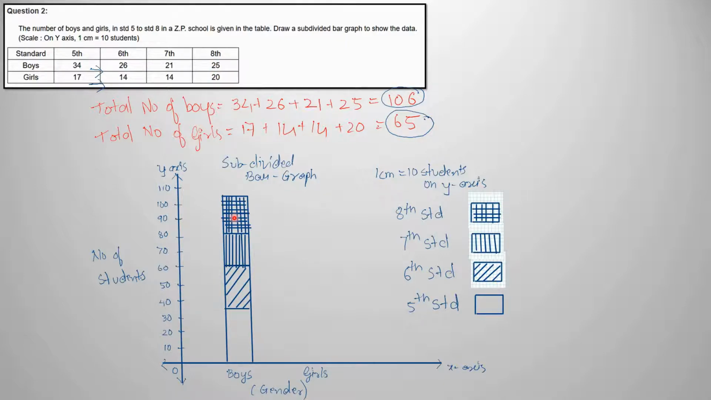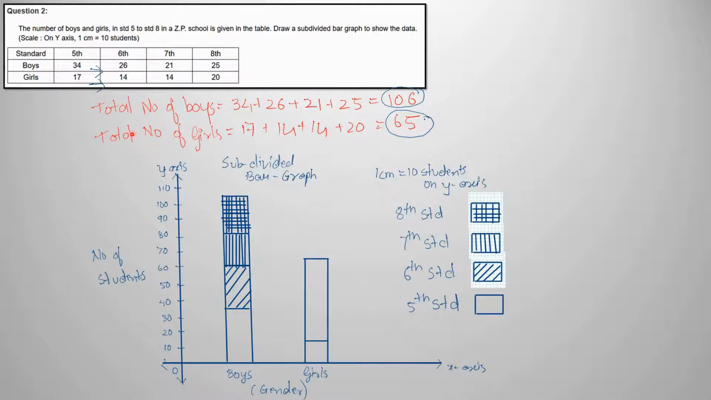In a very similar way, you do it for girls. The total number of girls is 65, so you draw your second bar up to 65. Now, fifth standard has 17 girls. So you mark 17, it would be here. This portion would denote standard fifth.